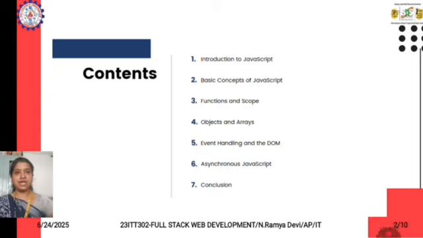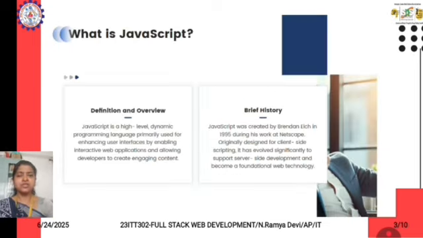Today I'm going to share a small article regarding JavaScript and the concepts behind JavaScript: the functions and scope, objects and arrays, event handling, and asynchronous JavaScript. So what is JavaScript? JavaScript is a high-level dynamic programming language which is used for enhancing user interfaces by enabling interactive web applications and allowing developers to create engaging content.